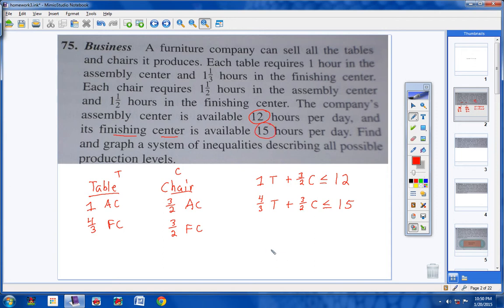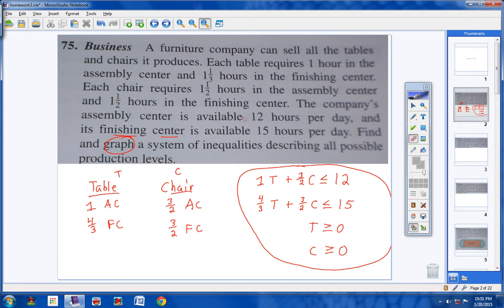Now let's use our common sense constraints, or our common sense inequalities. There's no way you can make negative tables, so we know T has to be greater than or equal to 0. And we know there's no way you can make negative chairs, so your chairs must be greater than or equal to 0. So there you go, we did it. Step 1 is done, or part 1. Find the system of inequalities. Now we're going to graph this system, okay?